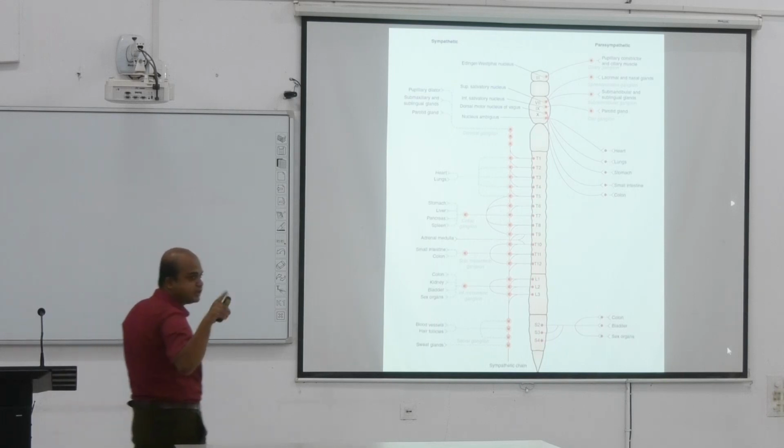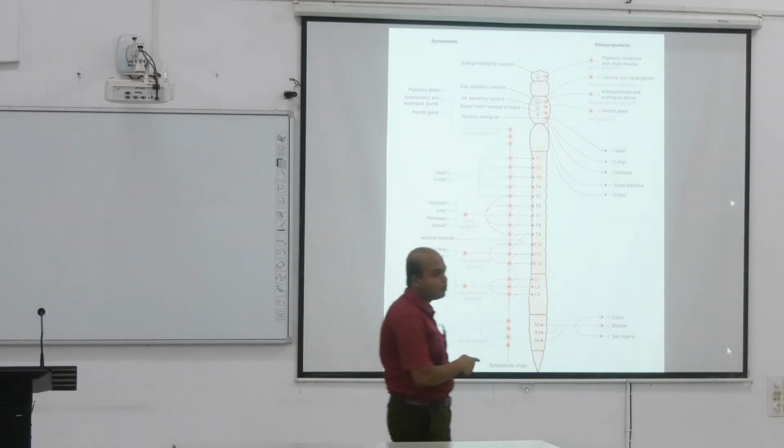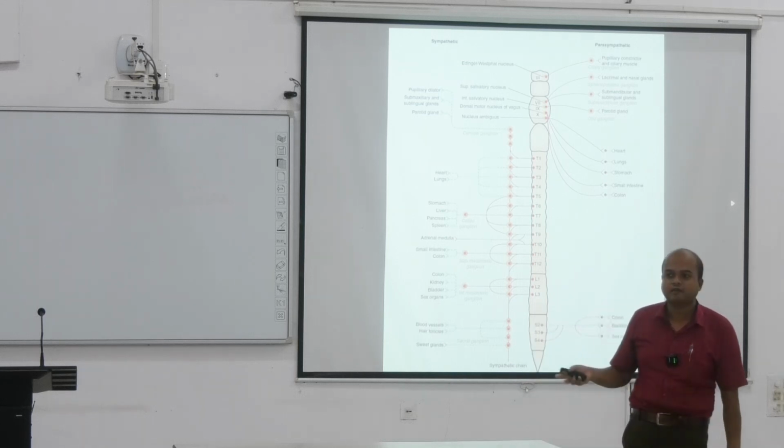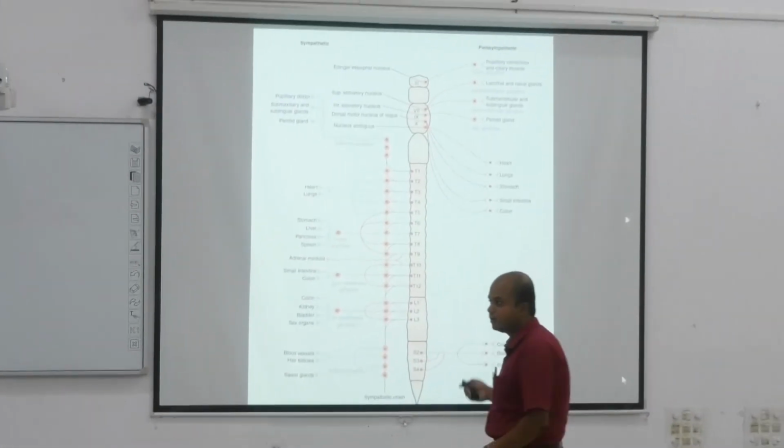The parotid gland is supplied by the glossopharyngeal nerve. Okay, in glossopharyngeal there is a P, so remember P for P, parotid. Parotid is by glossopharyngeal. The rest of the salivary glands are from the facial nerve.